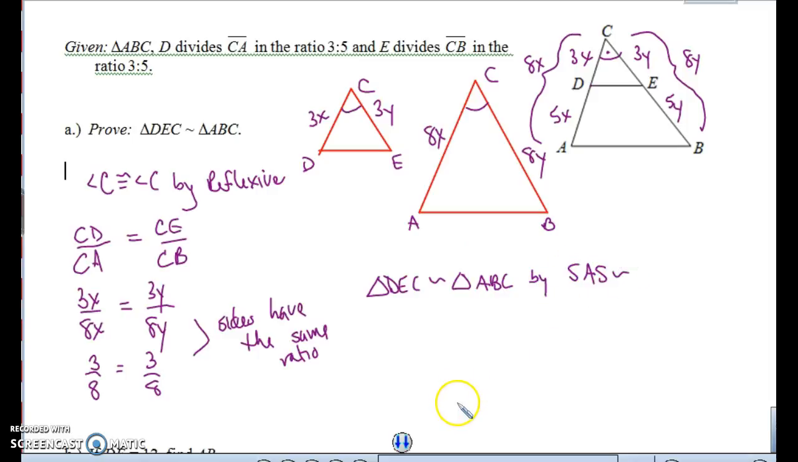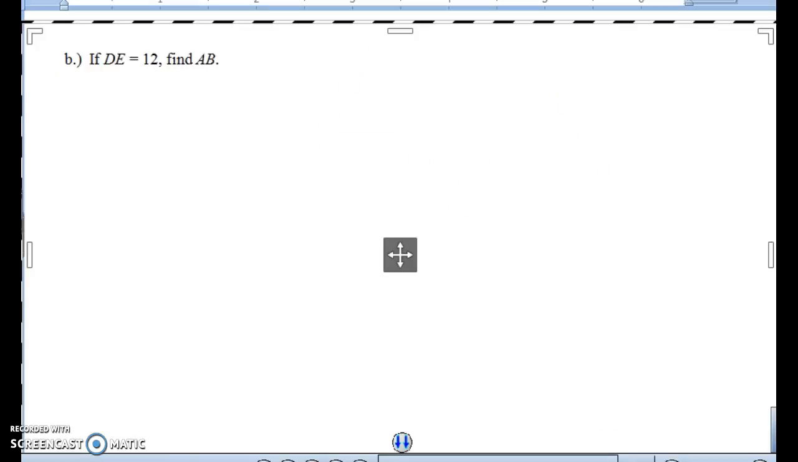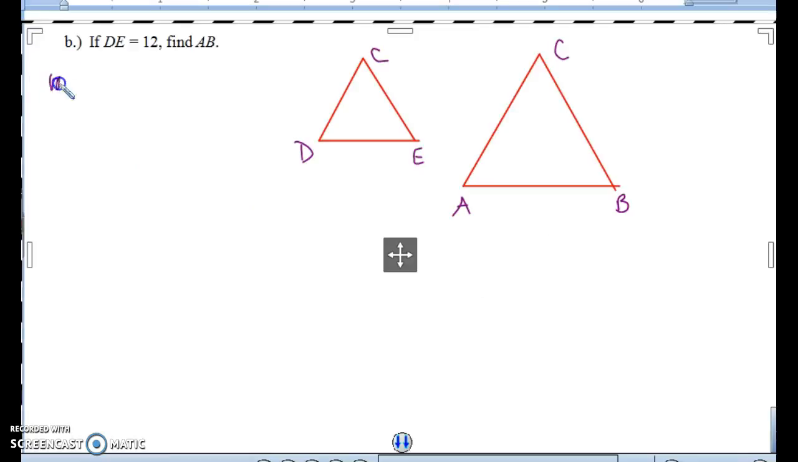It's very important when you have overlapping triangles to draw them out separately so you can see exactly what you have and what you need. So what we just found is that these two triangles are similar because of side angle side similarity. Now, since the triangles are similar, all the sides are in proportion. And we found that the ratio of similitude back here was 3 to 8. So the ratio of similitude is 3 to 8. So that means all of the sides will be in a ratio of 3 to 8.